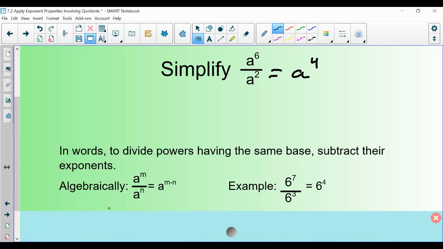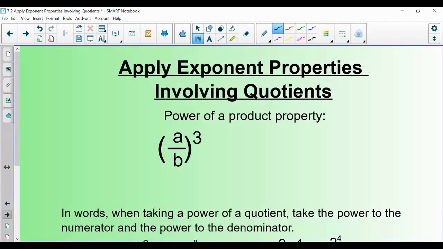Here's what it looks like algebraically. A to the m divided by a to the n is equal to a to the m minus n. And then I have another example here. 6 to the 7th being divided by 6 to the 3rd is the same as 6 to the 4th. Notice we kept the base as 6, but we subtracted their exponents. That was property number 1.